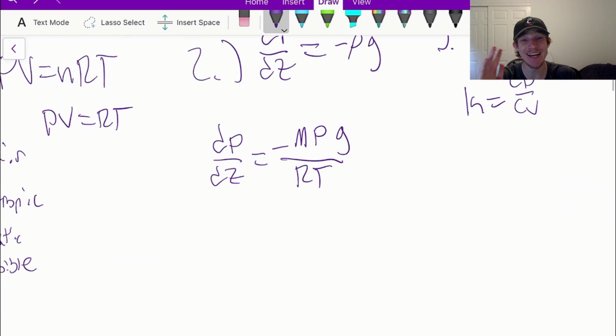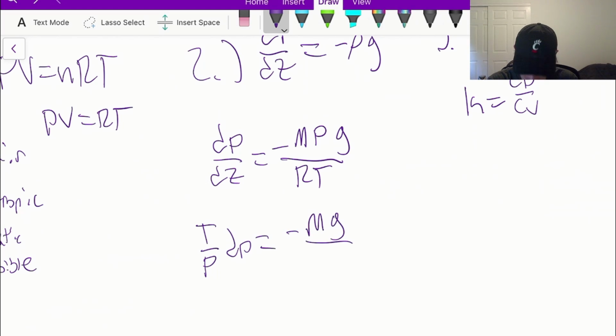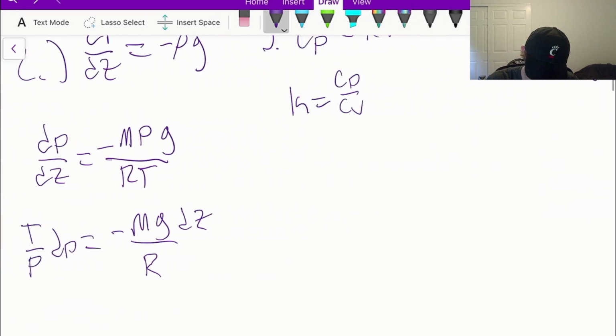Now we're going to move the T and the P onto the left-hand side, and we're going to move that delta Z onto the right side. So we get T over P dP is equal to the negative Mg over R dz. We will be coming back to this equation in just a moment.